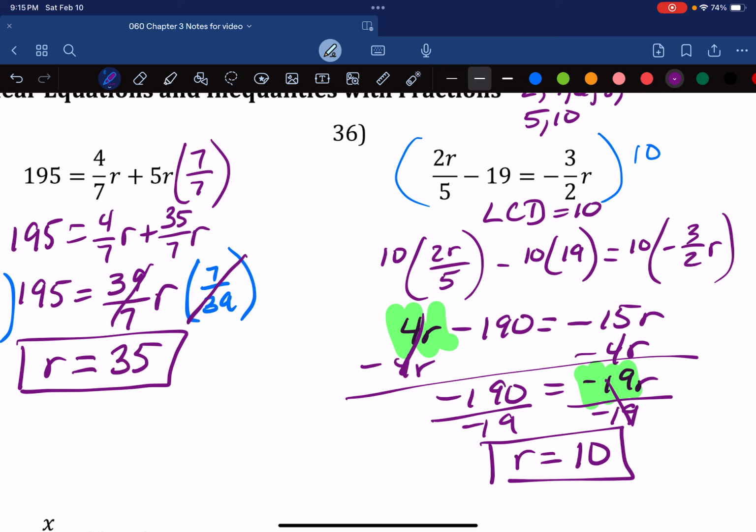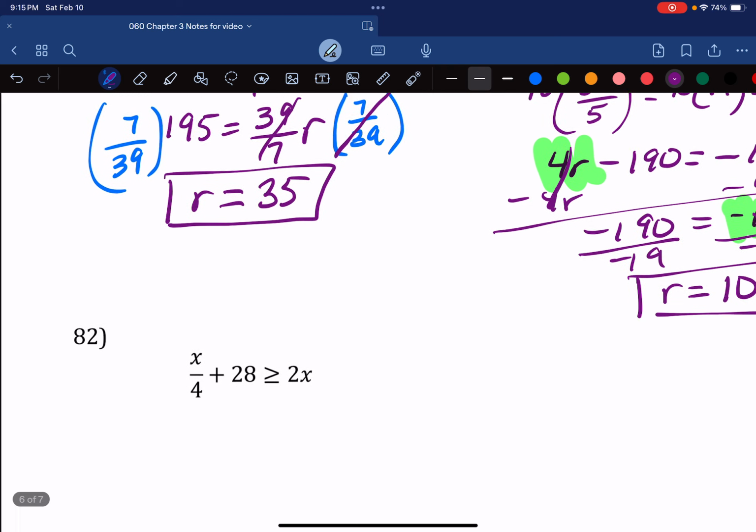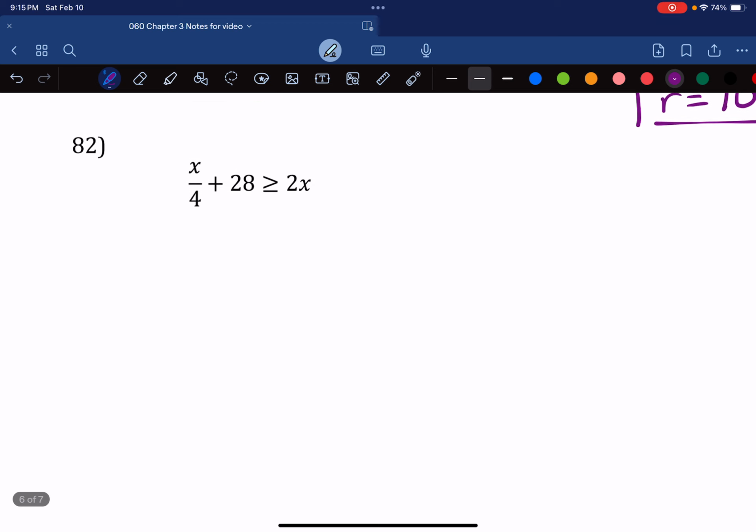Now, if we're looking at an inequality, it is done the same way. The only difference is that we want to make sure that if we're doing any division or multiplication with negative numbers, we keep that rule of flipping the sign in mind. So our LCD here, there's only one fraction, so our LCD is going to be 4.